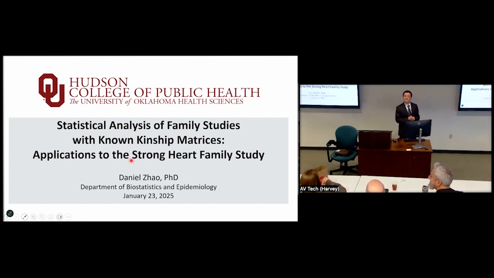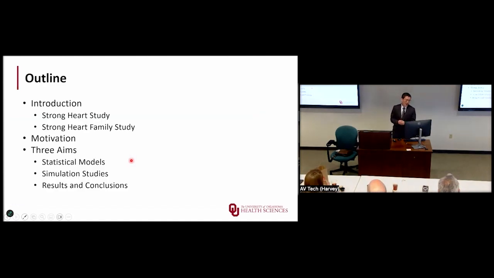So the title of my talk is Statistical Analysis of Family Studies with Known Kinship Matrices, with applications to Strong Heart Family Study. I know biostatisticians tend to give boring talks. I hope you guys can stay with me for the next 40 minutes. I will give you a brief introduction to the Strong Heart Study and Strong Heart Family Study, which leads to the motivation of our research. Our projects can be divided into 3 aims, and I will go through each aim one by one. For each aim, I will propose some statistical models, we'll talk about simulation studies, and then draw conclusions and results from those studies.